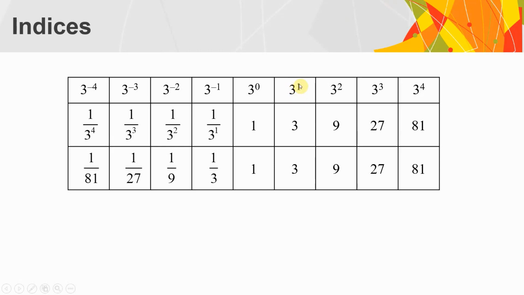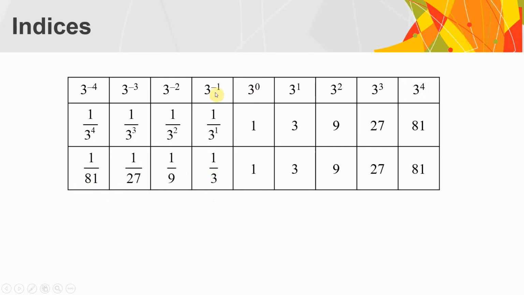So 3 to the power of 1 is actually 3. And if we multiply 3 by 3 again, multiply by the same number, we get 3 squared. Multiply by 3 again, we get 3 cubed, and so on. And if we do the reverse, 3 divided by 3 is 1. So that's why 3 power 0 is 1. And if you continue to divide, we get 1 over 3. And if we divide, we get 1 over 9, and so on.